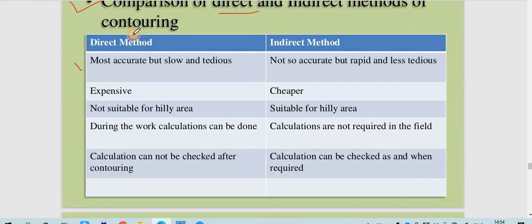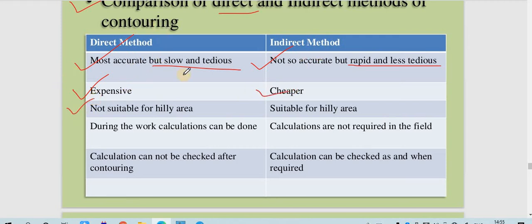Direct method, this is the most accurate, but it is very slow and tedious. Indirect method is not so accurate, but it is rapid and fast. Next one, it is expensive. Direct method is very expensive. It is cheaper as compared to your direct method.